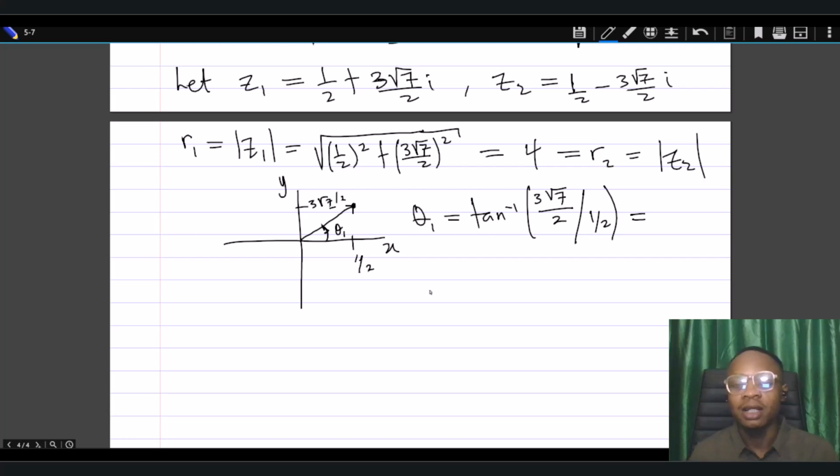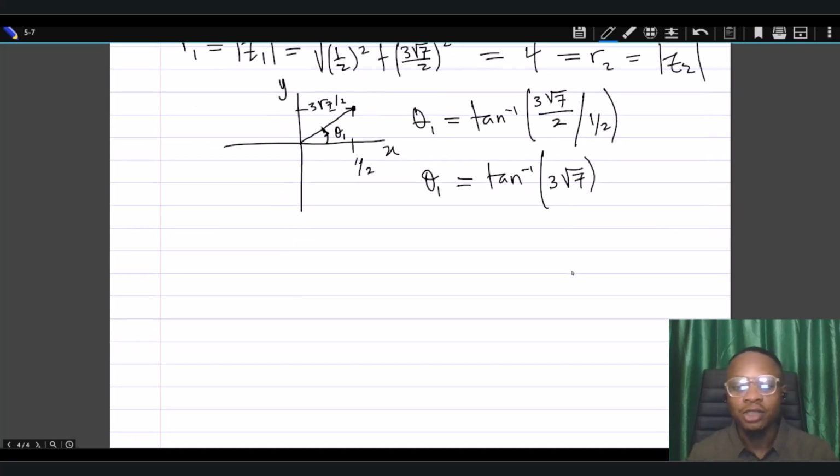I just want to leave it like that. And I can get theta 2 as well, similarly. So I just know that theta 1 is equal to the tan inverse of 3 root 7. Okay, I don't like the size of that long fraction. It's going to make us lose sight of some values with unnecessary approximation. So I want to avoid that as much as possible. So with that, we are good to go.